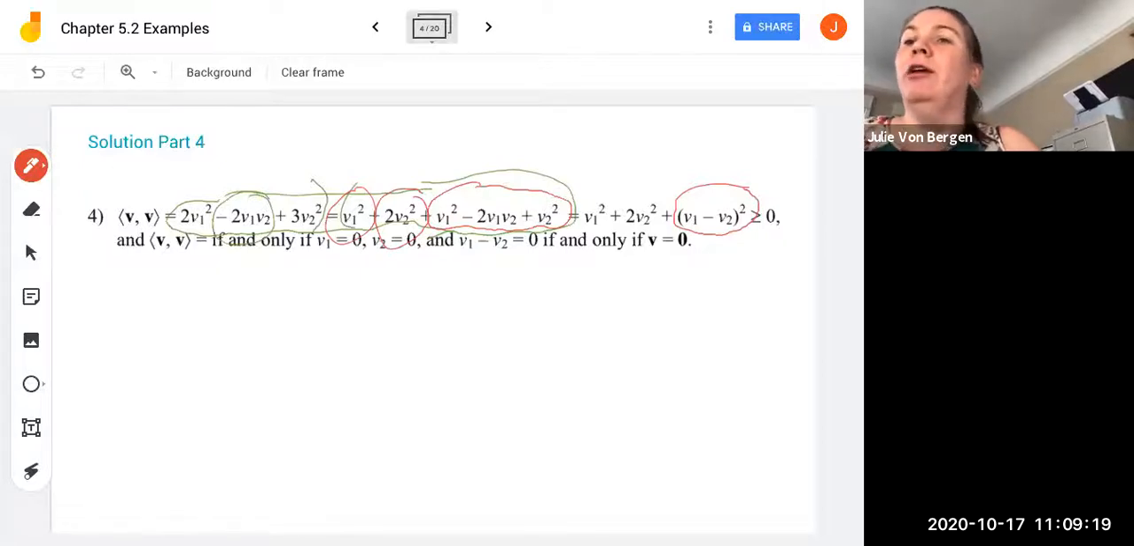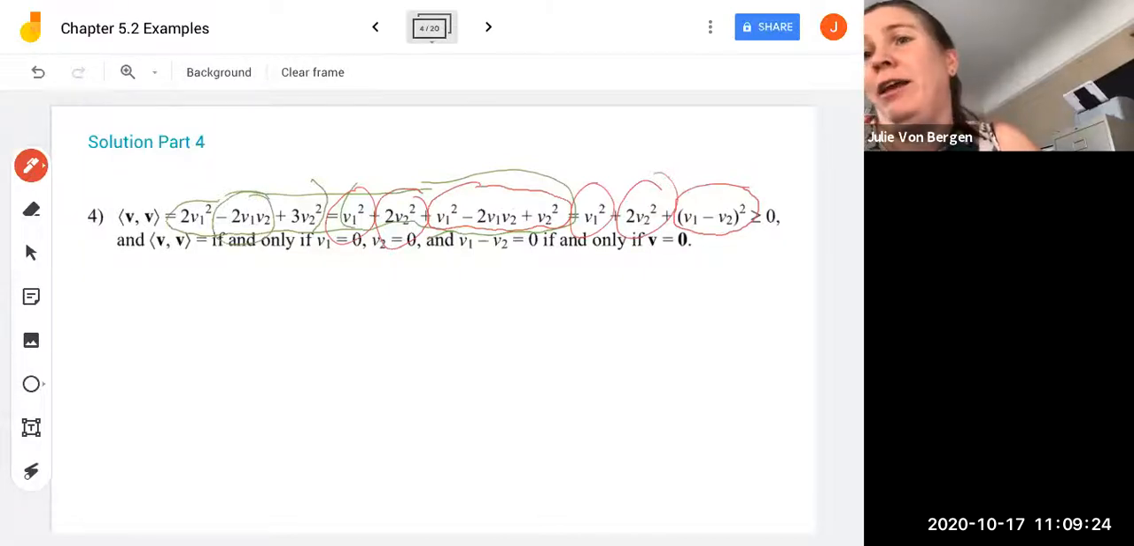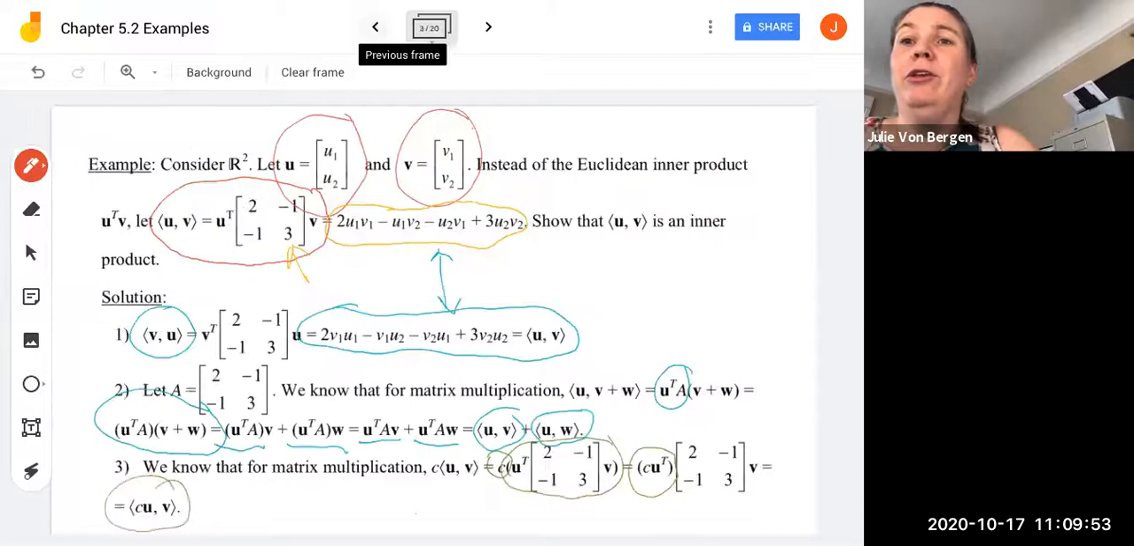Then we've got the extra V1 squared plus 2 V2 squared. This is non-negative because these are all squares. What factoring into a square does is show us everything is greater than or equal to 0. The only way we're going to get a 0 here is if components V1 and V2 are both 0, which gives us the fact that the only way to get a 0 is if V is the zero vector. Okay, so we've proven part 4, and we have verified that this is an inner product.